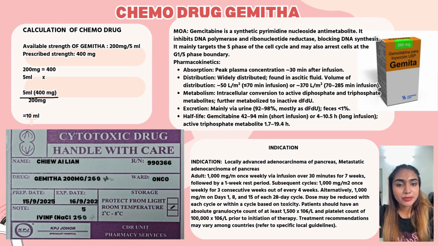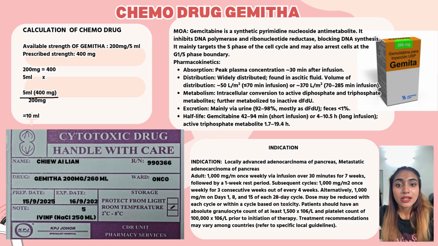Now, I will explain about the chemotherapy drug Gemita, also known as gemcitabine. First, let's look at the chemo calculation of the drug. The available strength of Gemita is 200 mg per 5 ml. The prescribed strength is 400 mg. So, using the formula, 200 mg equals 5 ml, therefore 400 mg equals 10 ml. That means the patient will need 10 ml for the prescribed dose.